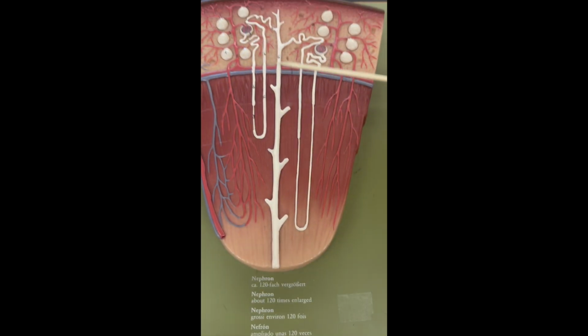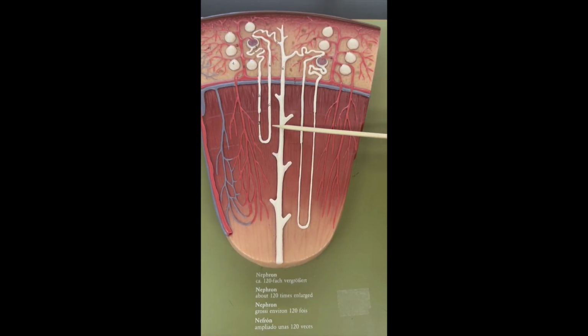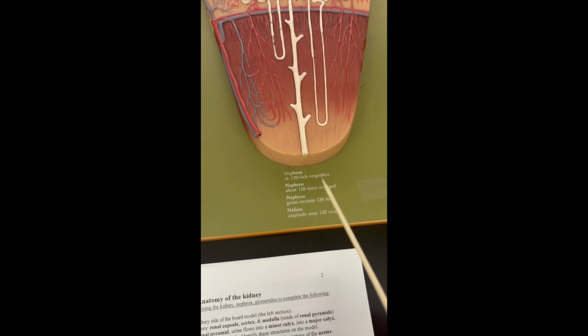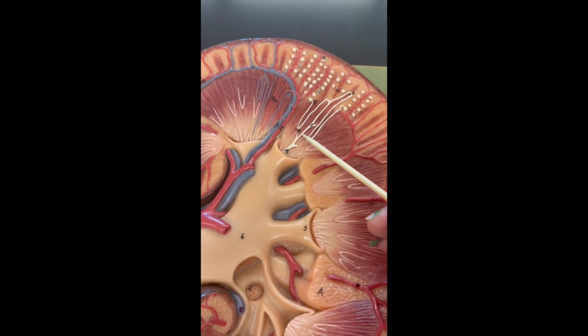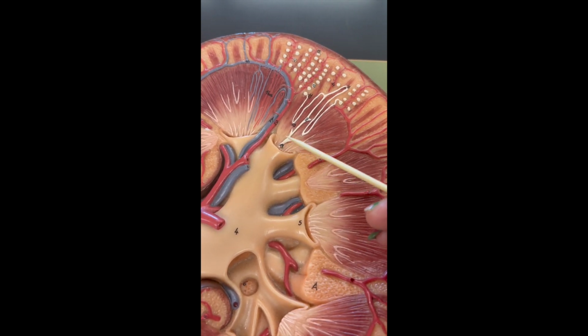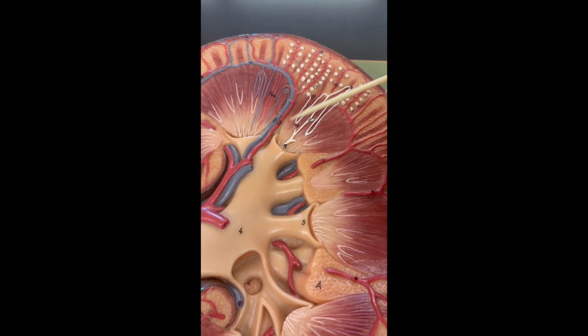activity 3. And then again, it says to make sure to note that the collecting duct is running through the renal pyramid and will eventually become a minor calyx. You can see that here as well. Here's a collecting duct running all the way through the renal pyramid and finally emptying into a minor calyx.